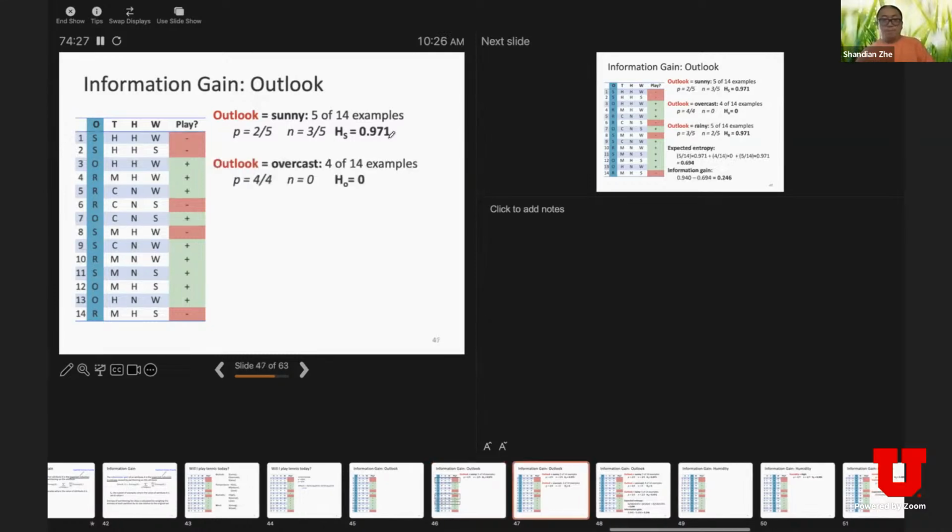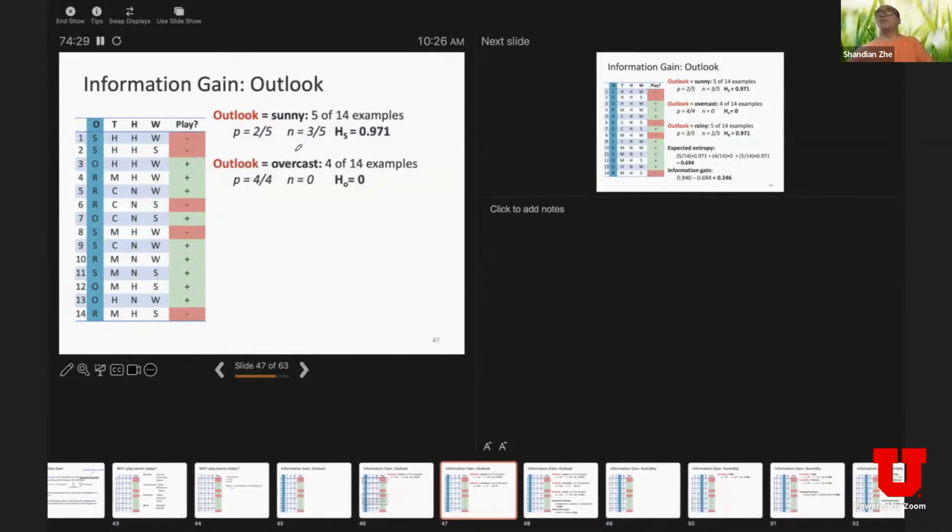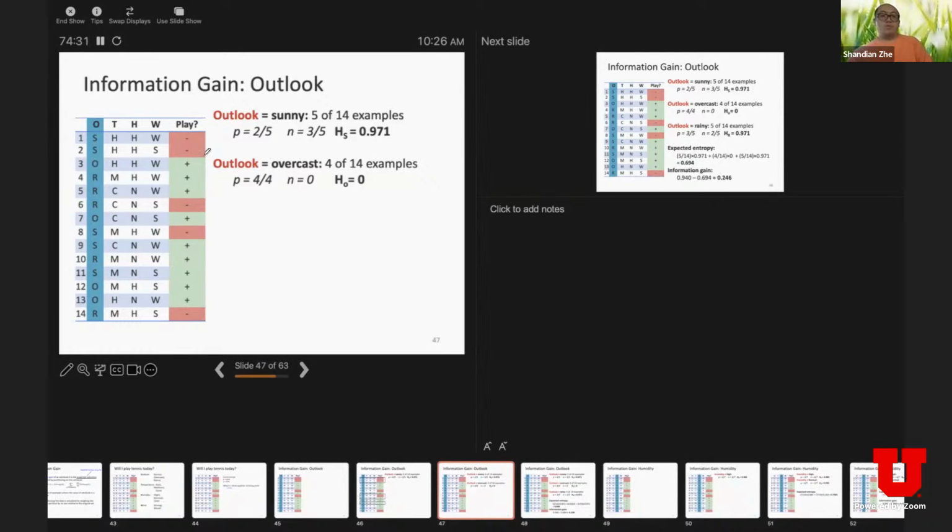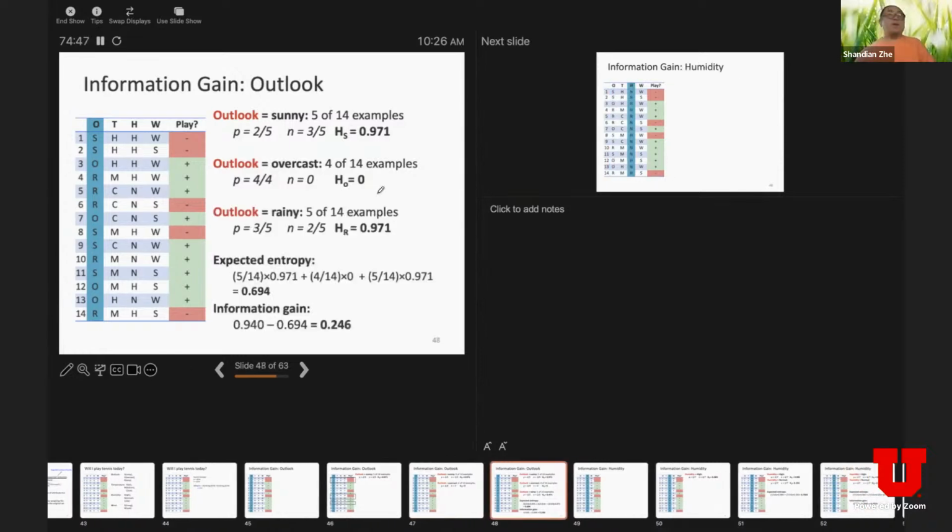And similarly, if you take a look at the overcast examples, they are here, here, here, and here. You see that all 4 examples are positive, so the entropy is simply 0. And it's quite mechanical.